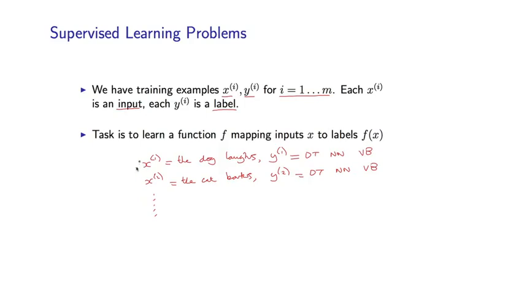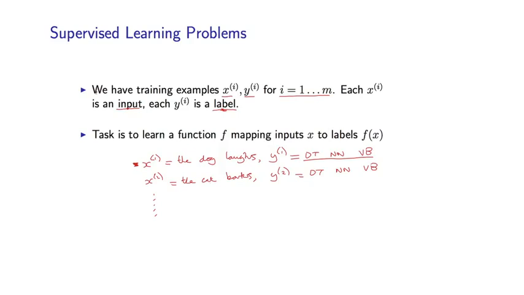So in the part of speech tagging case, each training example consists of a sentence as the what's called the input, and an entire tag sequence as the associated label. And we might have a few hundred or a few thousand or maybe even a few tens of thousands of examples like this.